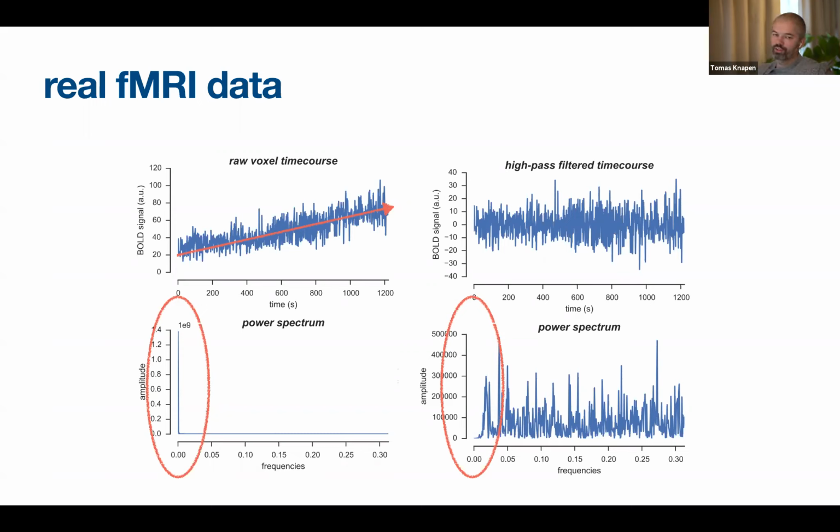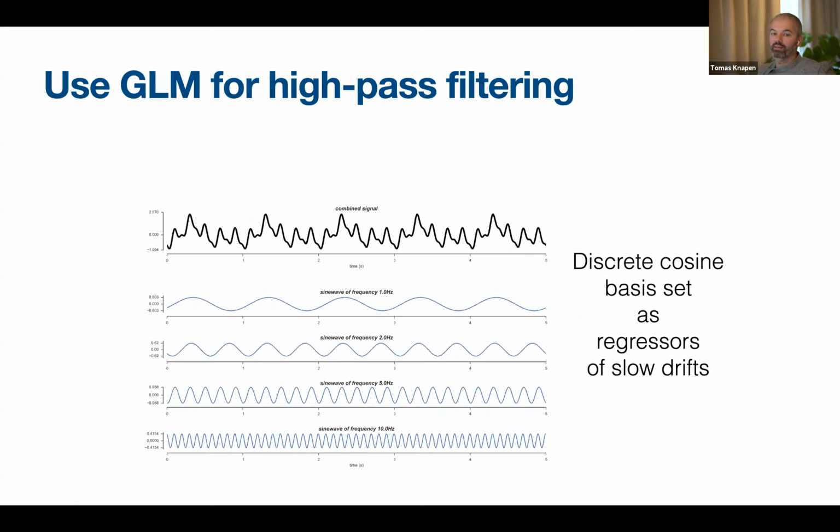So this is just in general what you always want to do. Sometimes people filter their data, but there's a different paradigm to do this in. What you could do is take very, very slow sine waves. In this case, we would call that a cosine basis set. That's not too important for now. But those we can just put into our GLM as regressors that would capture slow drifts. So the same trick, we can regress all of this out.